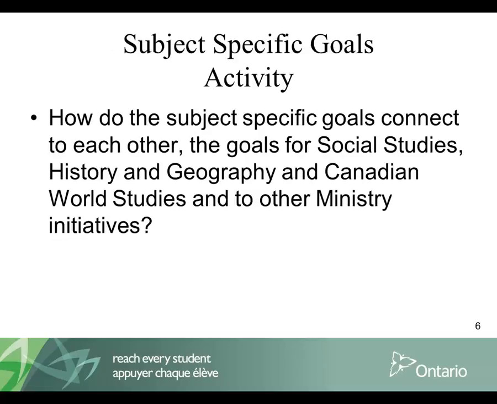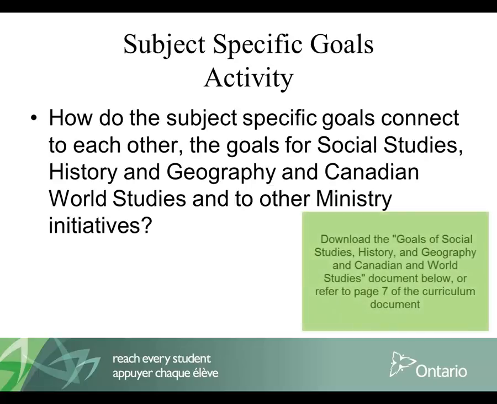For each subject, we have also included a set of individual goals, which outline how students will achieve the overarching goals for Social Studies, History, Geography, and Canadian World Studies through each of the individual subjects of those disciplines. In order to answer this question, you will need to have a copy of the specific goals for the 3 subjects. They can be downloaded from this site or found on page 7 of the curriculum document. Take the time to read the subject goals and then answer the question.